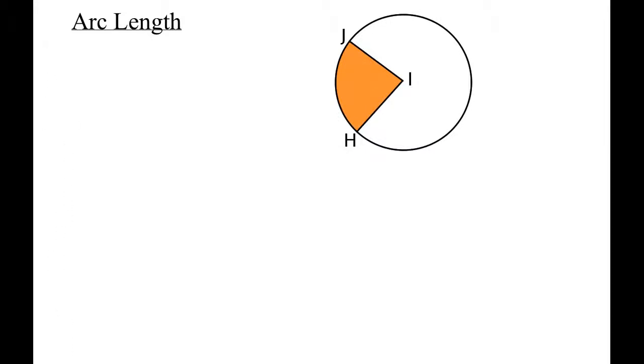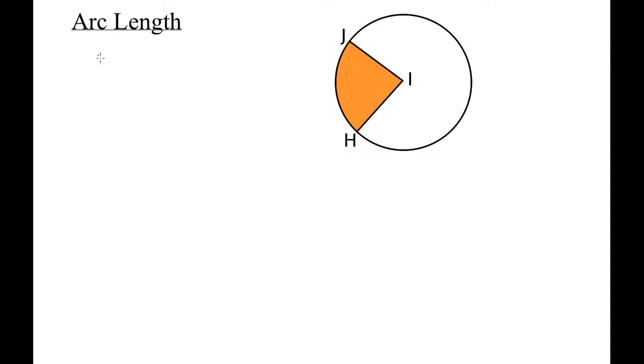Real quick video here on how to find the arc length of a circle. First things first, an arc is this shape right here, right? It's essentially the distance from point J to H if you were to go around the perimeter of the circle. So if we're trying to find that length, we basically need two pieces of information. We need this angle measure and this radius.